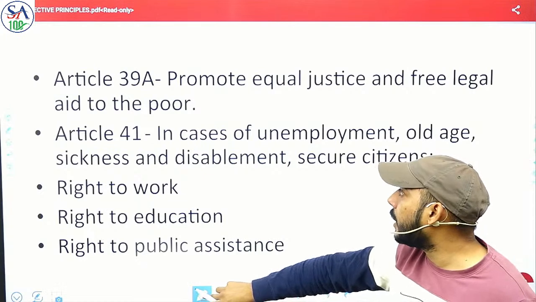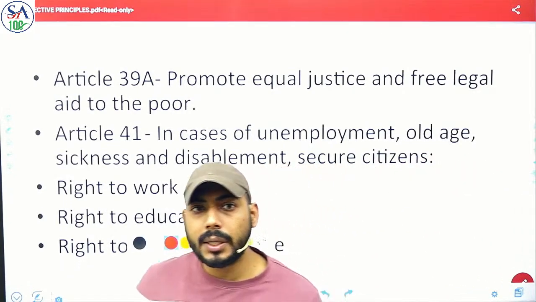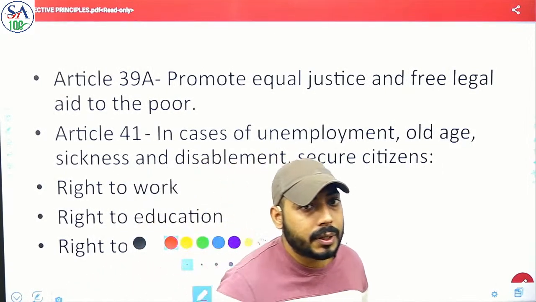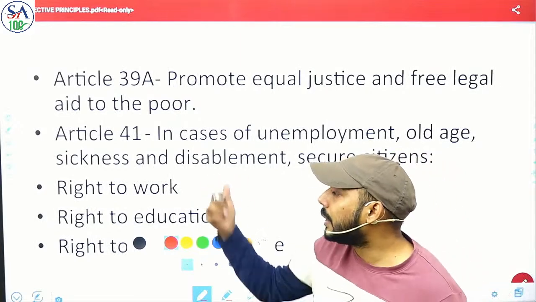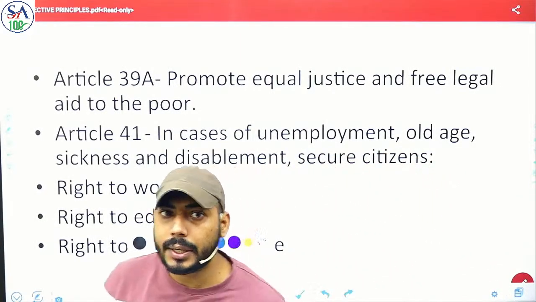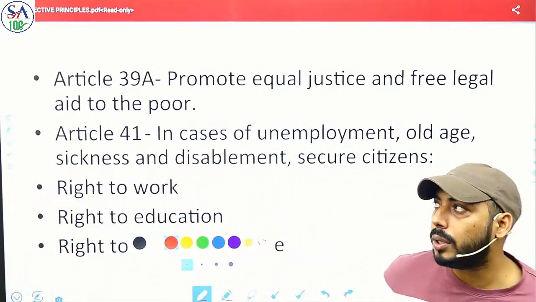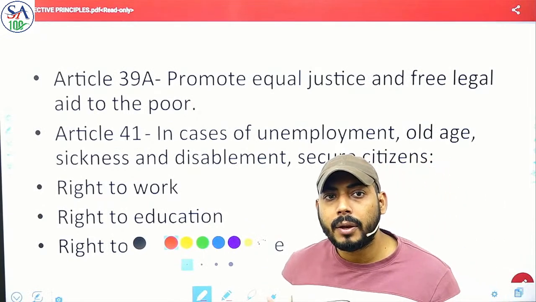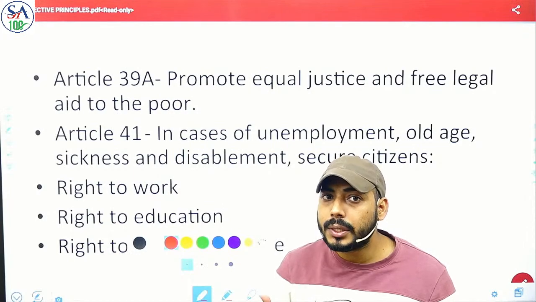Now, next article is 39A. It was included in the Indian Constitution through amendment. And this is your assignment, that you have to tell me through which amendment Article 39A was added in the Indian Constitution. We will discuss the amendment later on. Here we are only discussing what is the main content of this article.